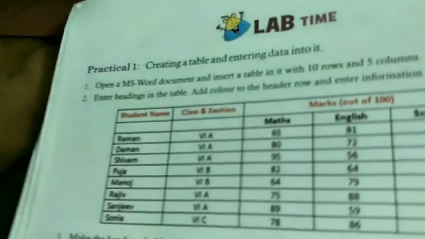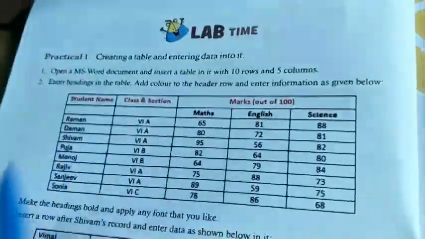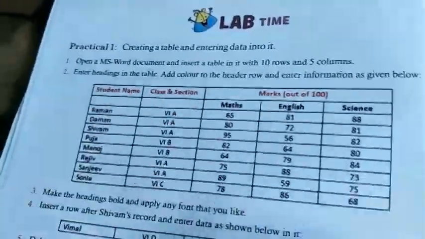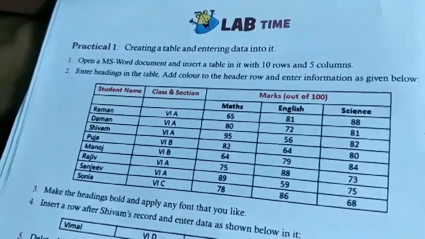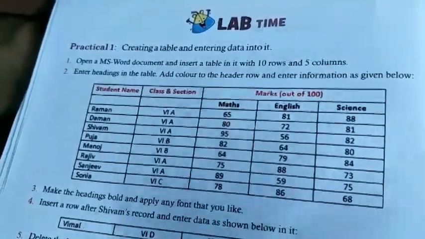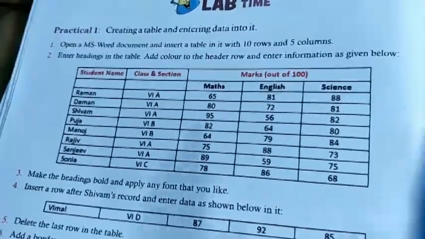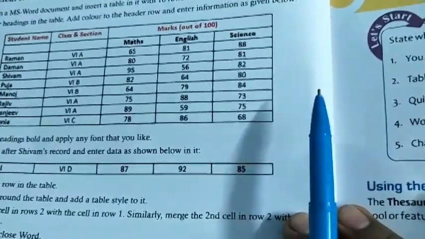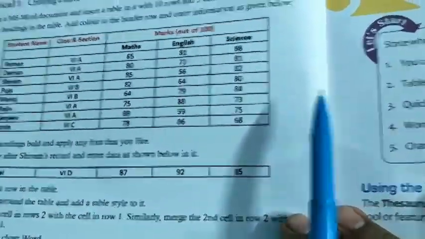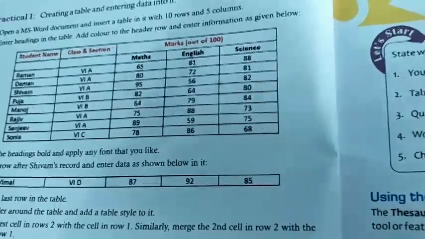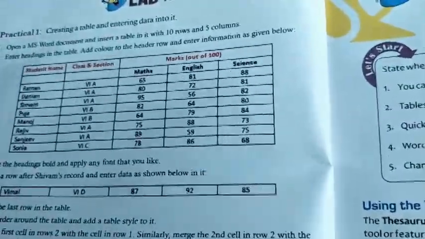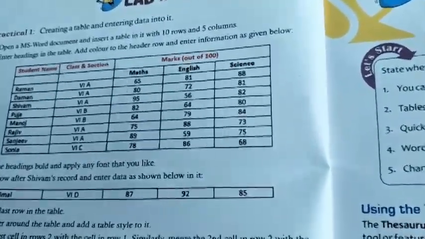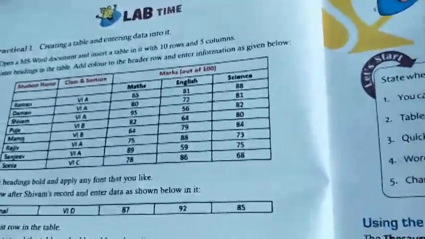Now these two rows have been created. Next task is to enter the records of Raman, Daman, Shivam, Pooja, Manoj. I will enter only 5 records because it will take time, and if the video is large, then it will be difficult to upload on YouTube. So I will enter only 5 values in this table. You can insert more at home.